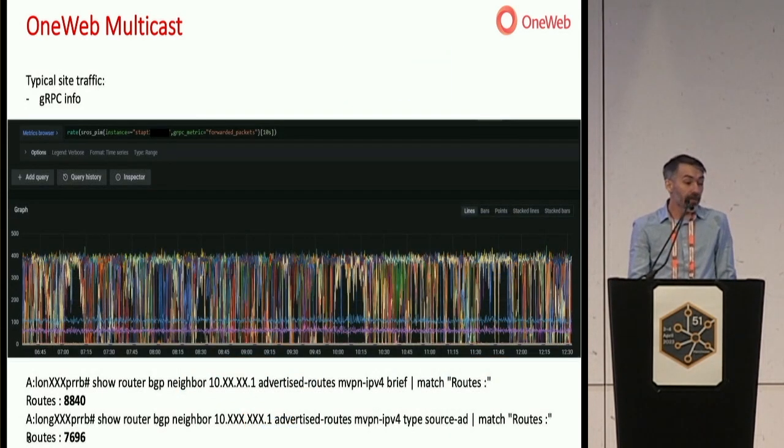So as I mentioned, for us, it's a lot of sources in one site. This is a snapshot of our monitoring tool. Every line there is a group and source pair. We are a busy network in terms of multicast routing, about 9,000 or so active routes, and about 7,600 active sources. The difference is some other BGP routes that we have there.